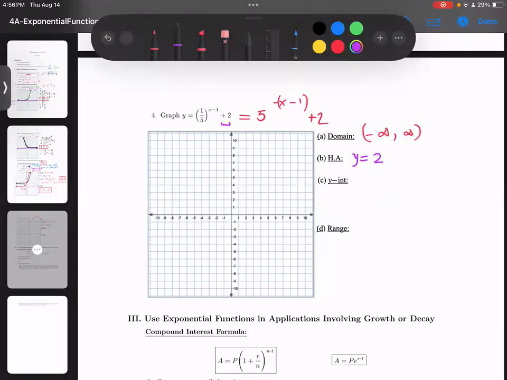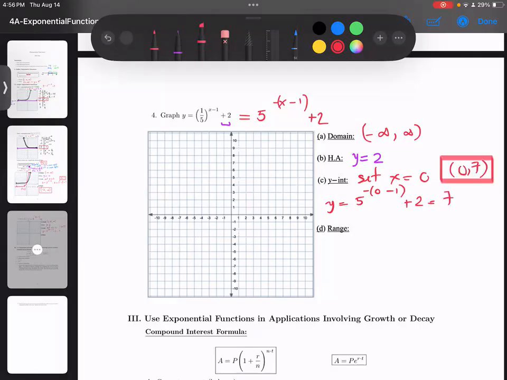The y-intercept will be when we set x equals 0, then y equals 5 to the -0 minus 1, plus 2, so that'll be 5 plus 2 is 7. So 0, 7, that'll be my y-intercept.